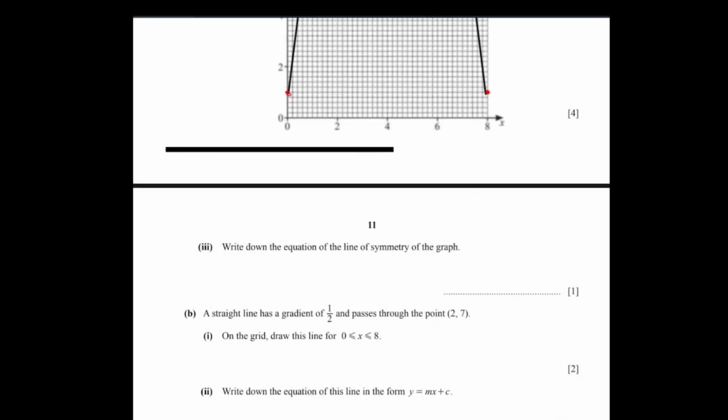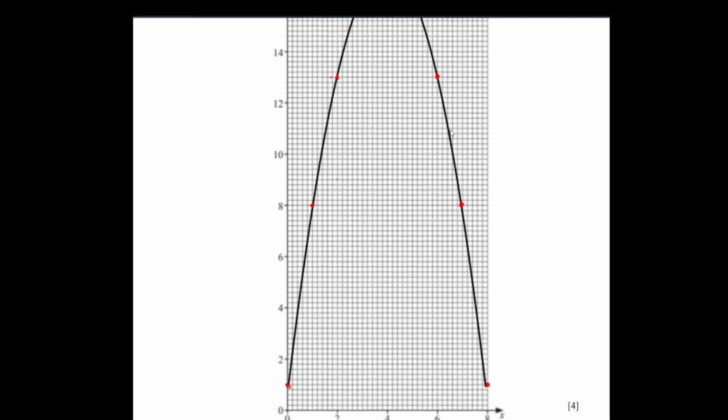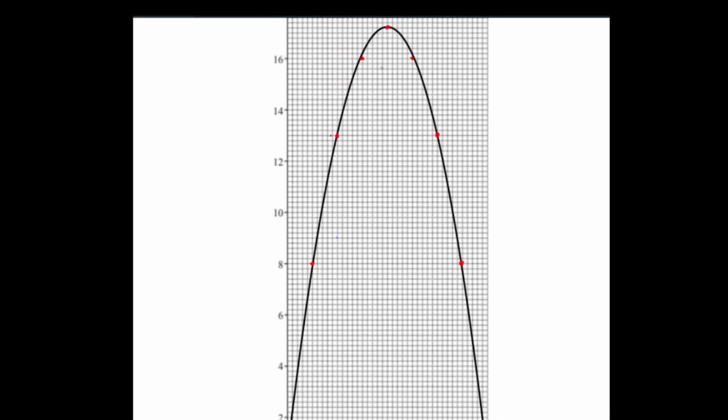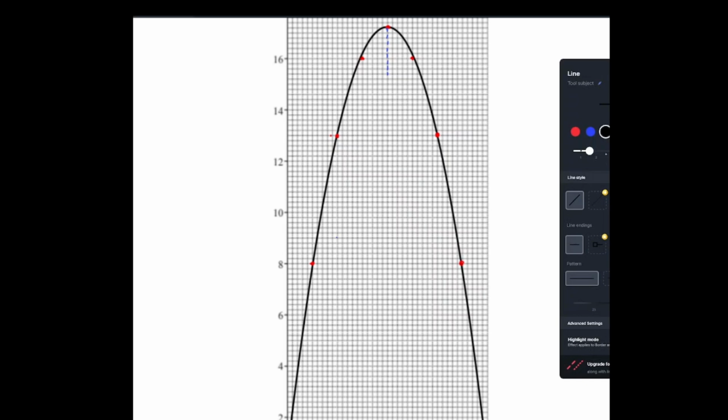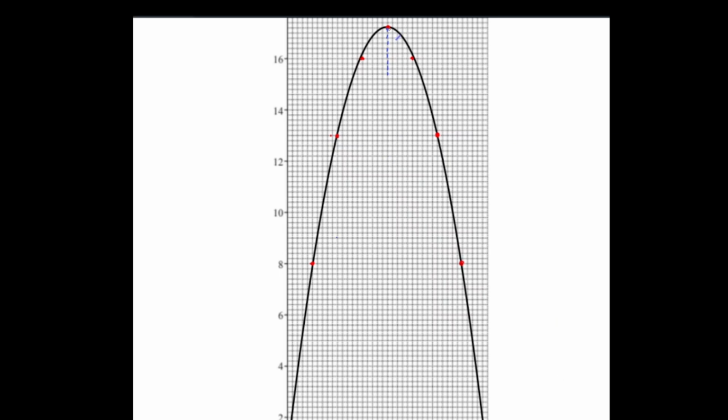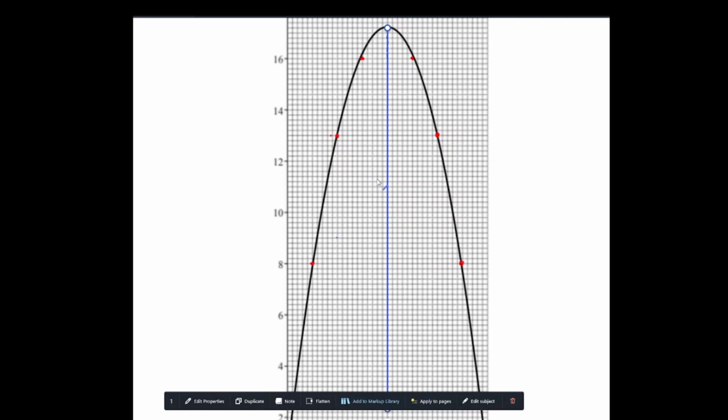Now question number 3, write down the equation of the line of symmetry of the graph. The line of symmetry has to pass exactly through the middle of this graph, through the point which is the maximum point here. From there it passes, so draw the line here using your ruler, and use a dashed line for the line of symmetry. I don't have a dashed line here. You can use the dashed line only for yourself.